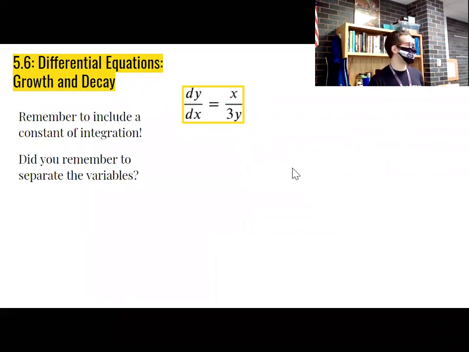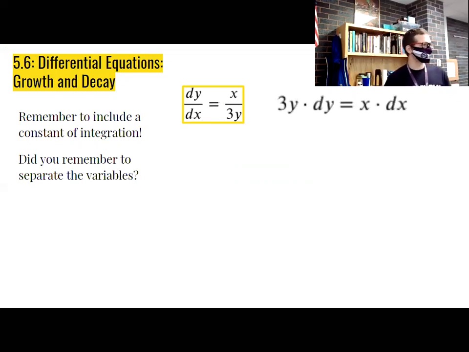So let's start with this one. So I have dy dx equals x over 3y. So I'm going to separate the variables, get everything with a y on one side, everything with an x on the other side. So I get 3y times dy equals x times dx. Again, dy is a differential. It's a variable all by itself. Don't separate the d and the y. It's a single thing.